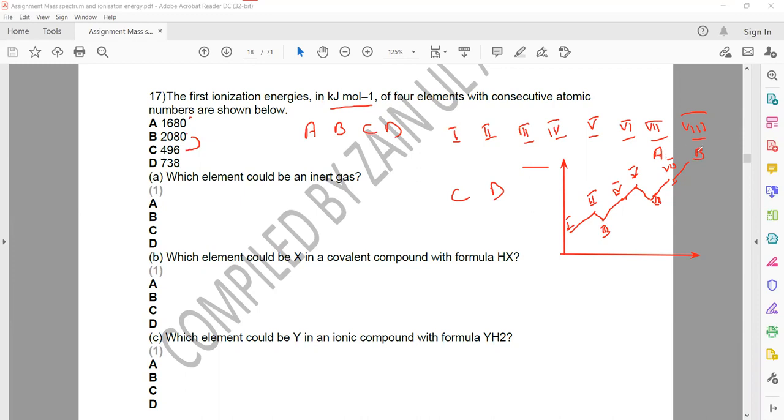Why? Because first it was increasing ionization energy across the period, and it continued to increase. But what is happening? A is increasing, then B, and then from C it decreases, and it's a too big decrease. So what does it show? It shows the period change.